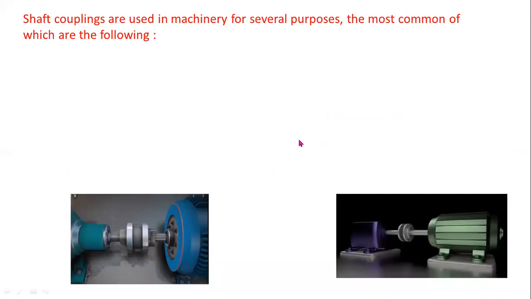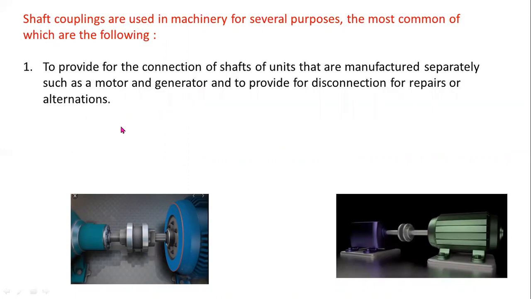Shaft couplings are used in machinery for several purposes, the most common of which are the following: to provide for the connection of the shafts of units that are manufactured separately, such as a motor and a generator, and to provide for disconnection for repairs or alterations. So couplings are used to join two separate components.